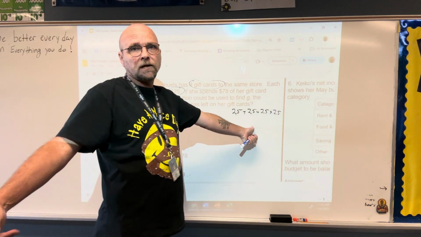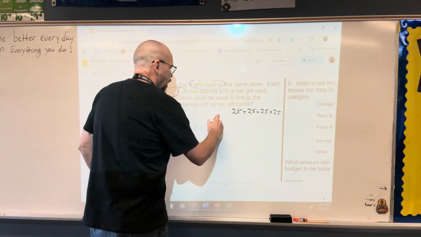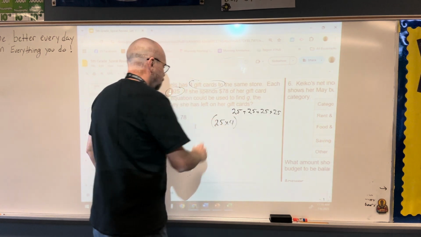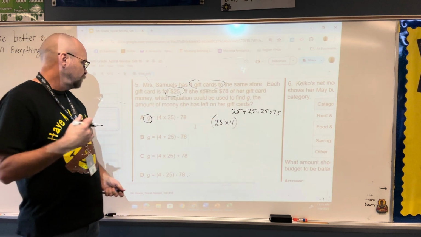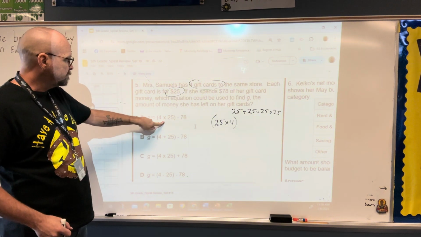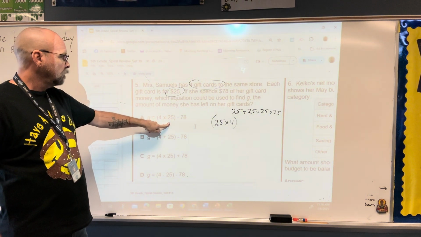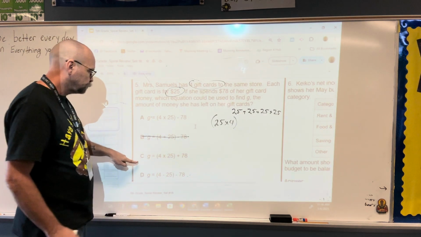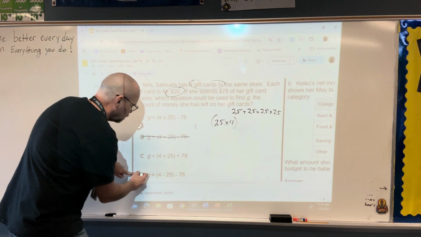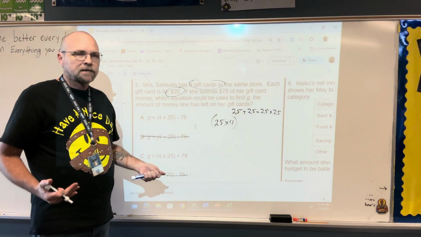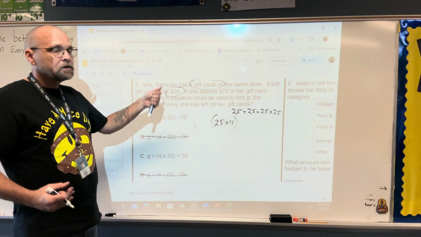Multiplication is the same as repeated addition. So I know I have to multiply $25 times 4 gift cards. This one does multiply $25 times 4 gift cards. This one does not, it adds them. This one does not either, that subtracts them. So, how much did they spend?